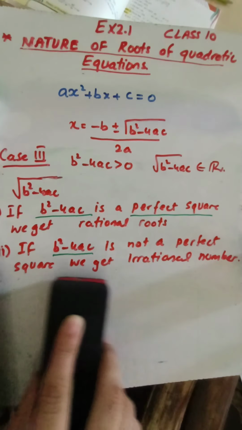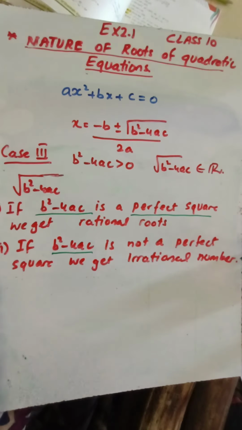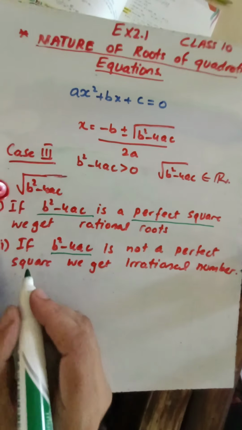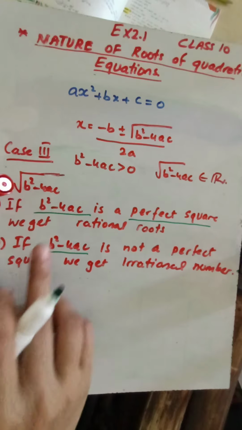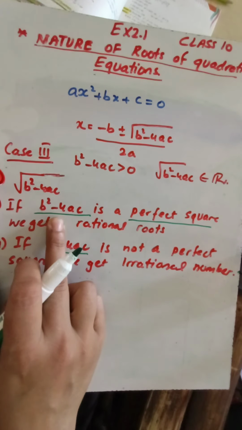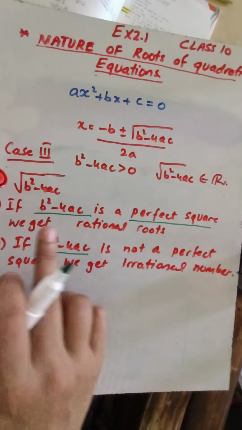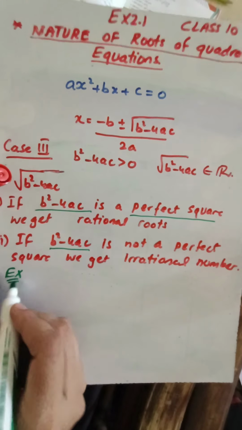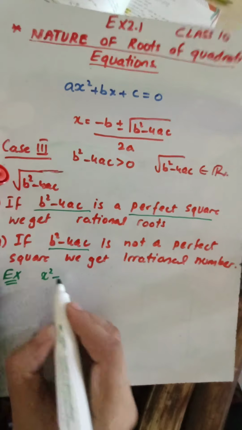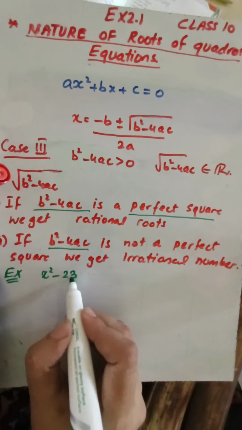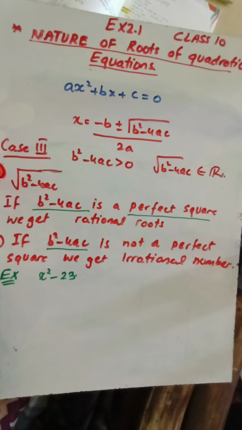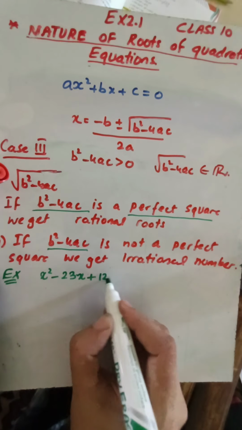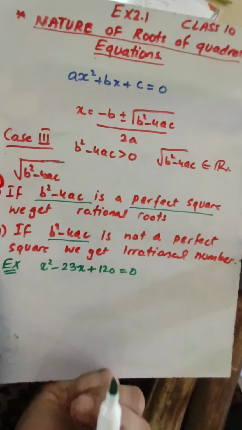Let us first do the example of rational roots, when we get b square minus 4ac as a perfect square and we get the roots as rational numbers. For example, x square minus 23x plus 120 is equal to 0.